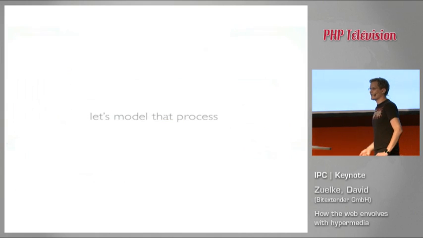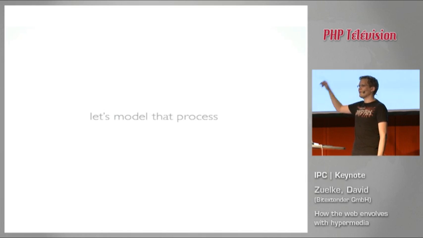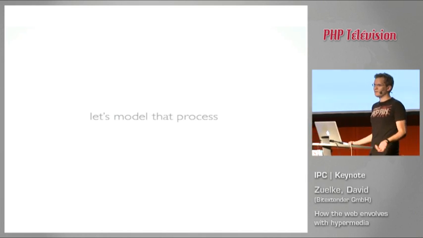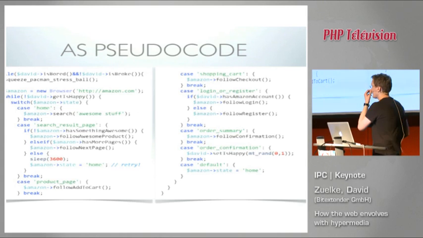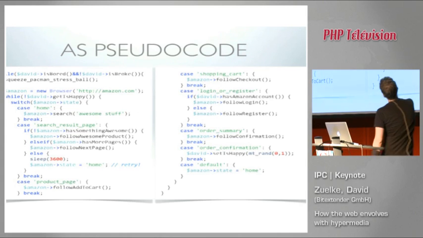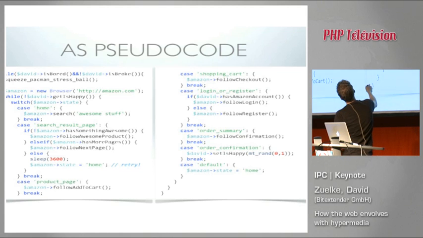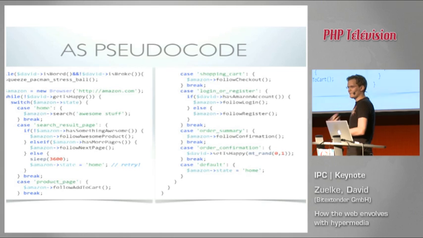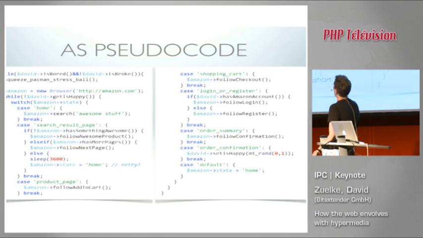If we model this process as code, because I suck at these diagram things, and I'm not an artist either. So if you ask me to draw a circle, the ends won't meet. So I have to write code, right? And the code looks something like this. So while David is bored and not broke, I first squeeze the Pac-Man stress ball because that takes the stress out. But I'm probably still bored.